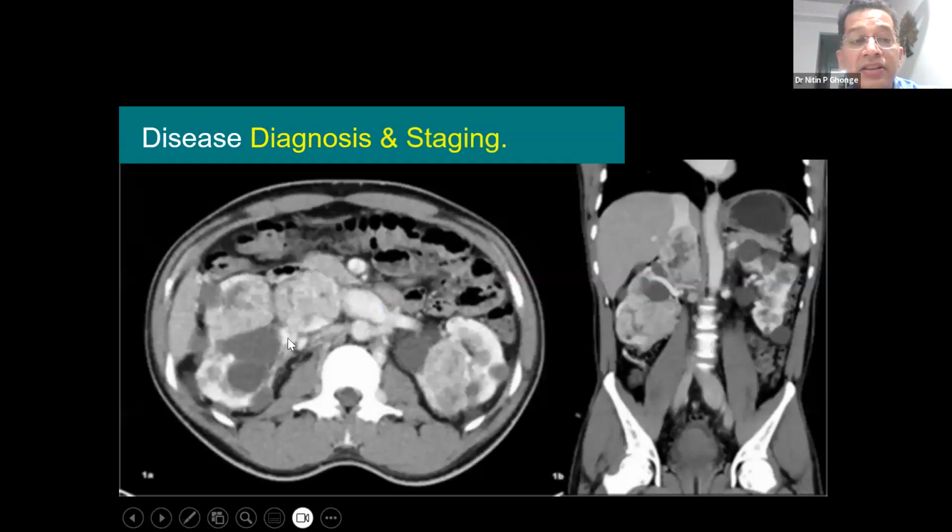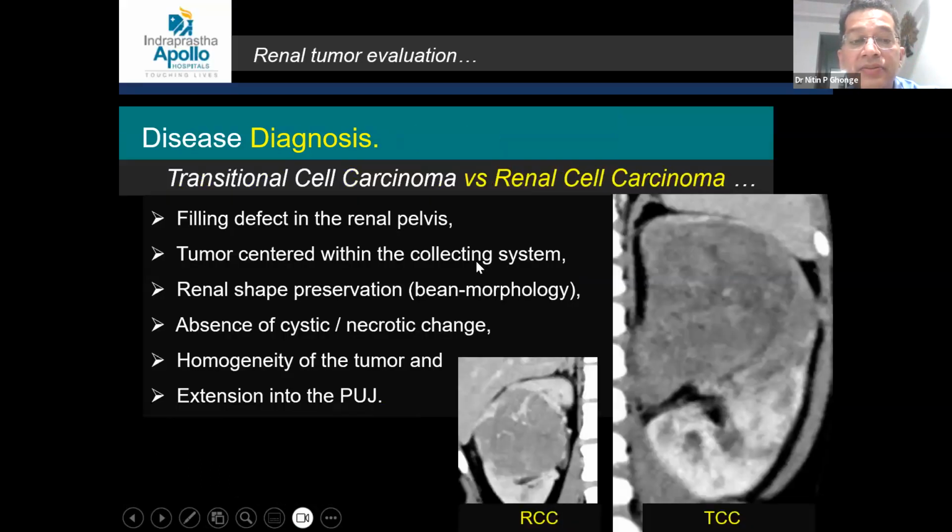Here you can see a renal tumor on the right side, and on the left side as well, and this is extending into the IVC because the RCC is extending into the IVC. Very important: whenever we talk about renal tumors, they are of two types. They can have a ball morphology like this. This is the kidney, and this is a complete ball which tends to deform the kidney. So this is usually an RCC pattern.